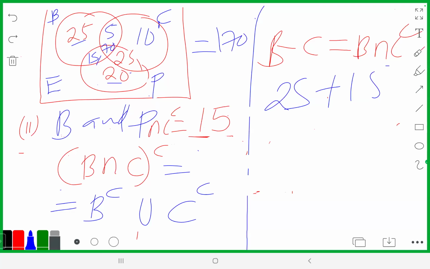Is that 20? Okay, let's look at it. What is B intersection C? First, let's find where B intersection C is. Let me use a black marker so that this is the B intersection C. Where is B intersection C? Is this one, right? Are you following? Yes. First of all, now complement, meaning what is not in B intersection C. What is not in B intersection C?